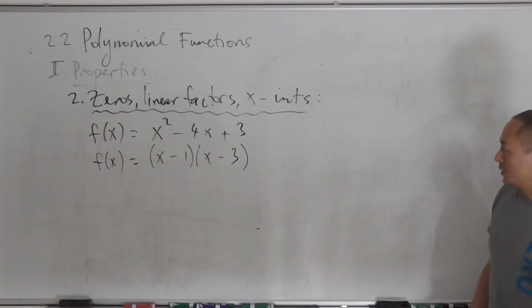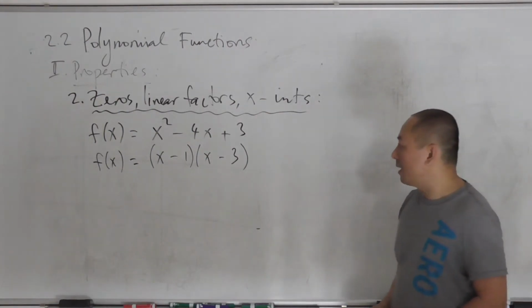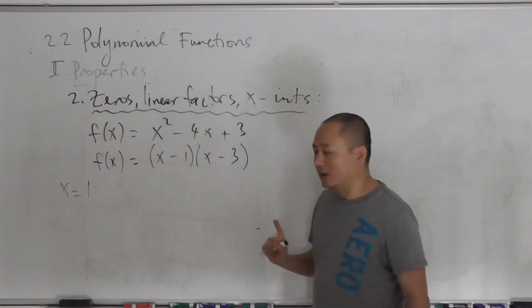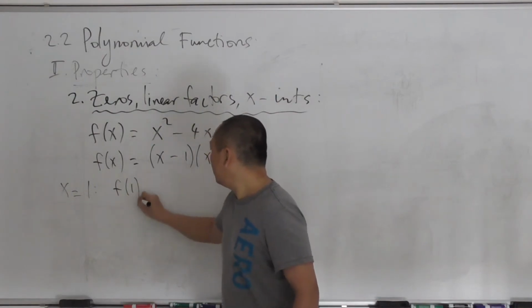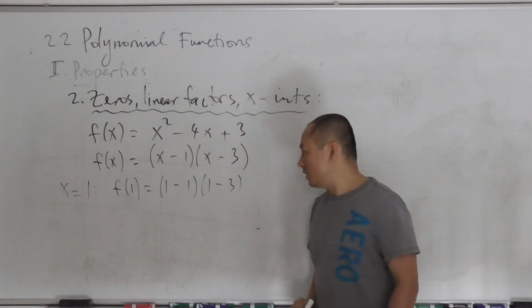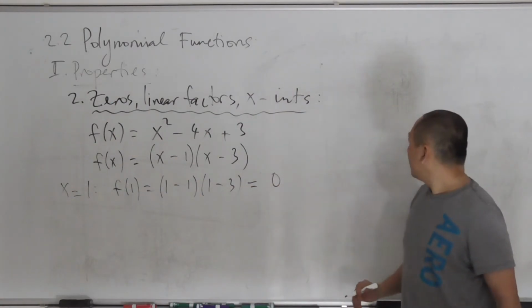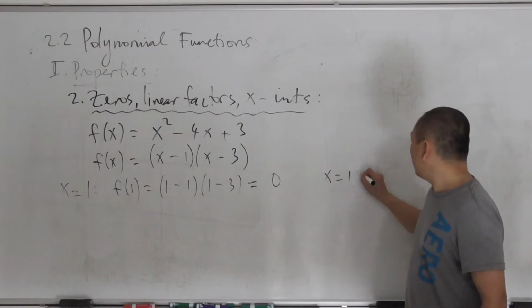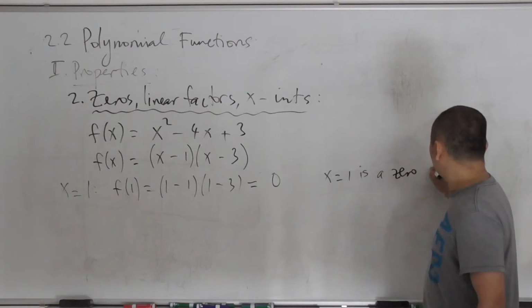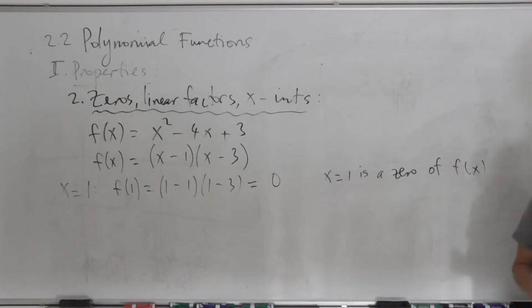Let's talk about zeros. There are two values in here. If you plug in for x, you're going to get 0 come out. Let's try x equal to 1. Plug in x equal to 1. You got f of 1 is 1 minus 1 times 1 minus 3. 1 minus 1 is 0 times whatever is 0. So this is equal to 0. Since you plug in x equal to 1, you get 0 come out. You say that x equal to 1 is a 0 of the polynomial f of x. Okay? Because the input x equal to 1 gives you 0 as the output.